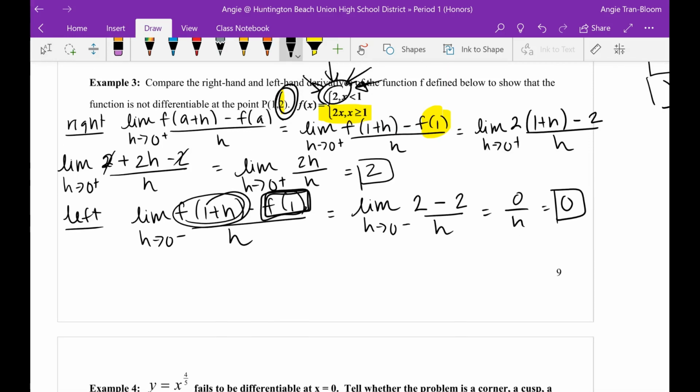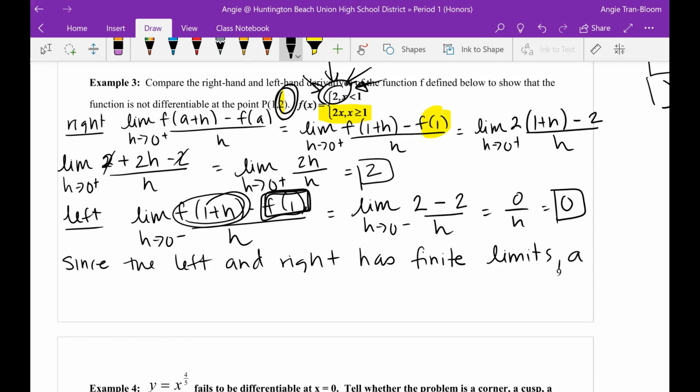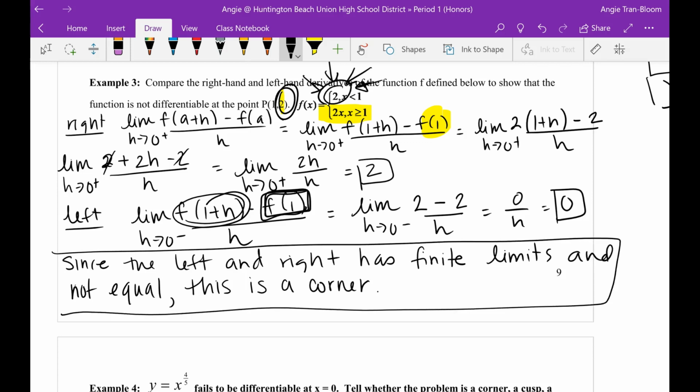So what does that mean? Since the left and right derivatives have finite limits, meaning they actually have an answer, and they are not equal, based on our definition, this is a corner. So what does that mean? That means it's not differentiable at x equals 1 because it is a corner.